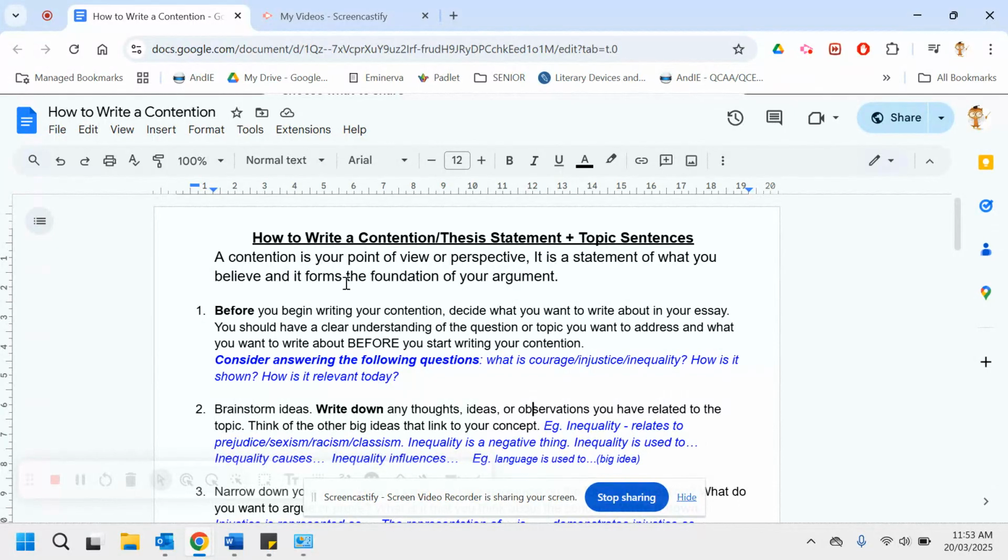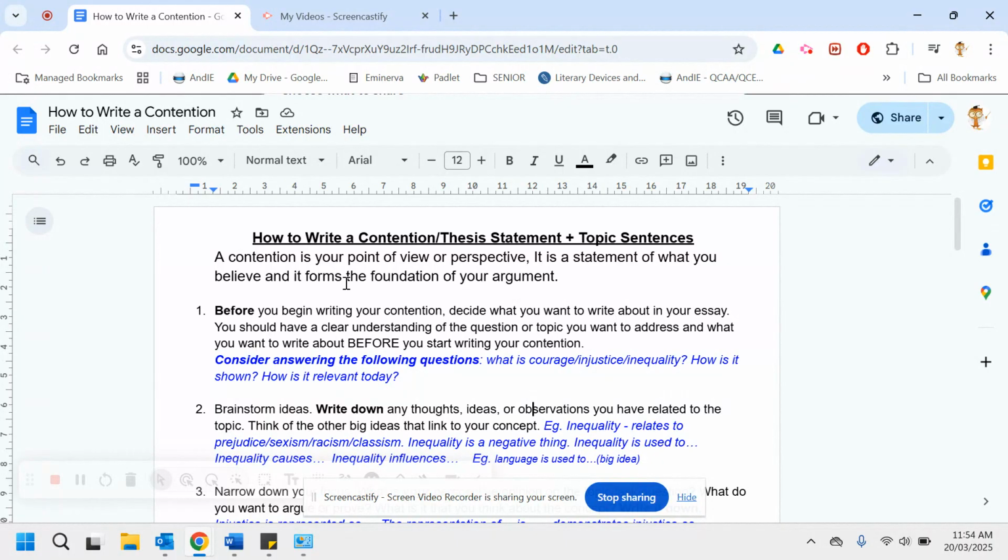So it offers your point of view or your perspective. Okay, it is usually only 1 to 2 sentences long, and it's a statement of what you believe. So it forms the foundation of your argument. So in this case, with your literary essay, your contention or your thesis statement, they're the same thing, is essentially what you believe regarding the concept.